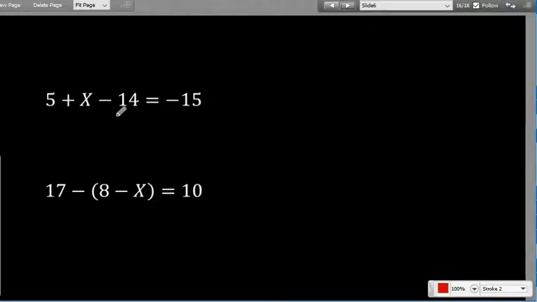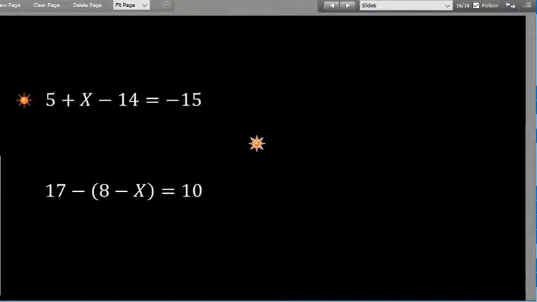We are going to talk about a couple of other ones that you might see on your quiz. So 5 plus x minus 14 equals negative 15. Whenever you're solving an equation, remember your goal is to isolate the variable. Sometimes you may have to simplify the right side or the left side first before you move to using inverse operations to solve. Okay, so I want you to look at this equation right here.